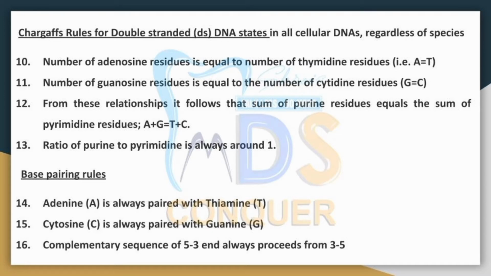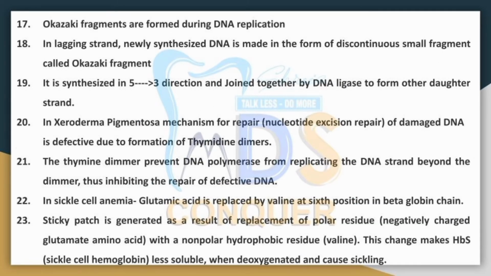Coming to the base pairing rules, adenine is always paired with thymine, cytosine is always paired with guanine, and the complementary sequence of 5 to 3 end always proceeds with 3 to 5. Point number 17. Okazaki fragments are formed during DNA replication. In the lagging strand, newly synthesized DNA is made in the form of discontinuous small fragments called Okazaki fragments. It is synthesized in 5 to 3 direction and joined together by DNA ligase to form the daughter strand.